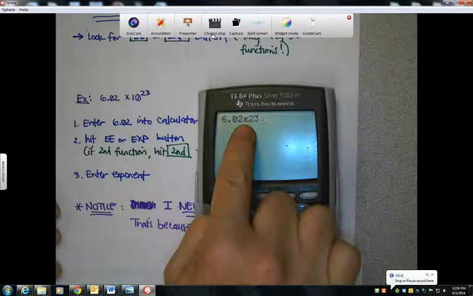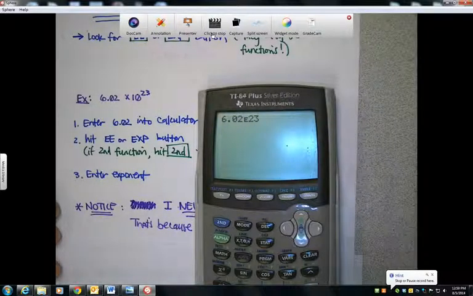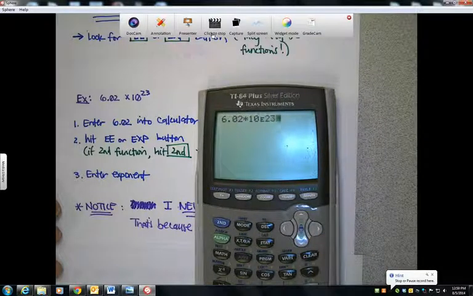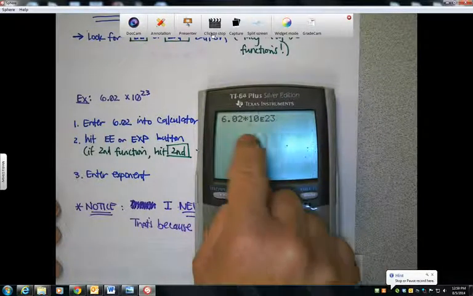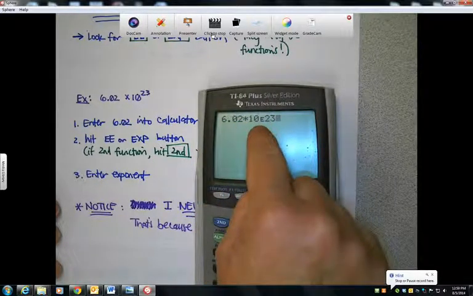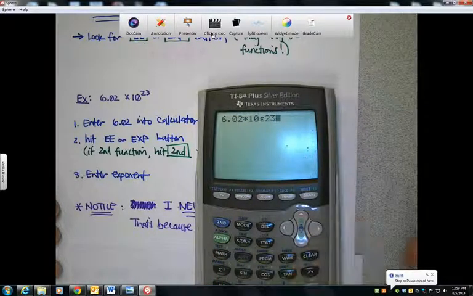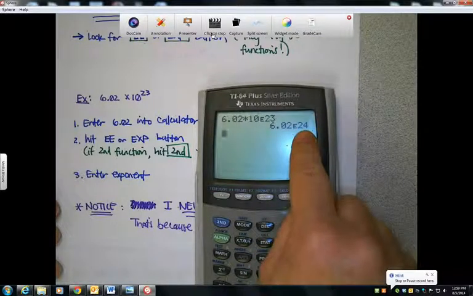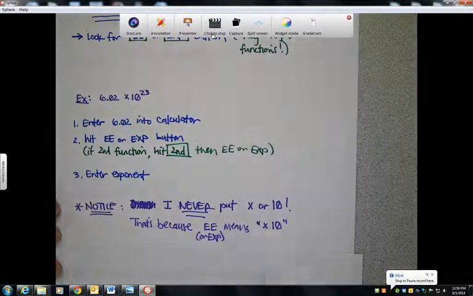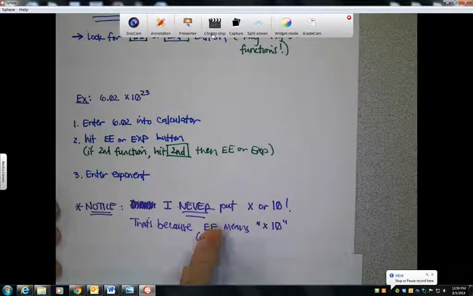Now, be careful. I don't know why, but a lot of you want to go 6.02 times, then 10, then hit EE, and then 23. Don't do this. That's bad. What that does is take that number, multiply it by 10, and then raise it again to the power of 10 to the 23rd. So you end up getting some crazy number that's way bigger in magnitude. So don't do that. You never need to hit times 10 because you're using the EE button, and the EE button does that for you.